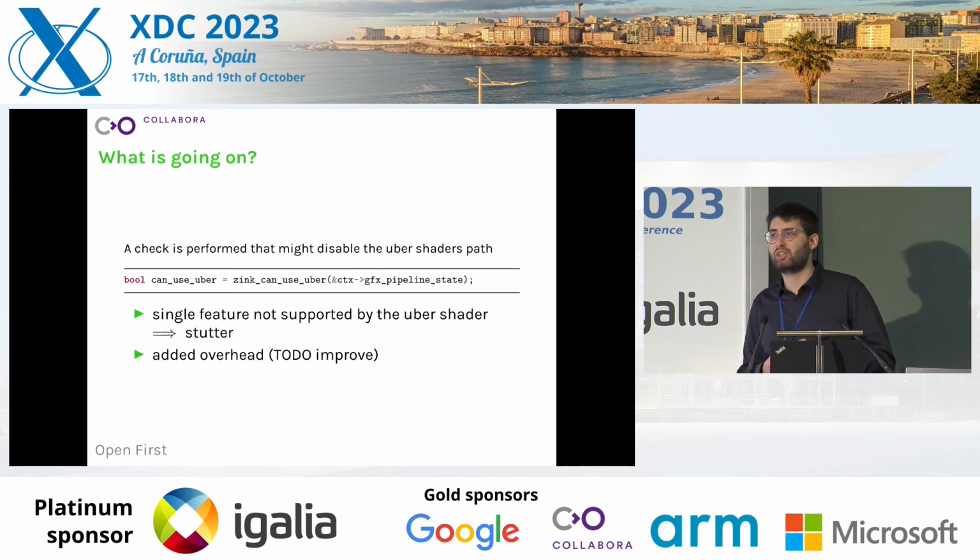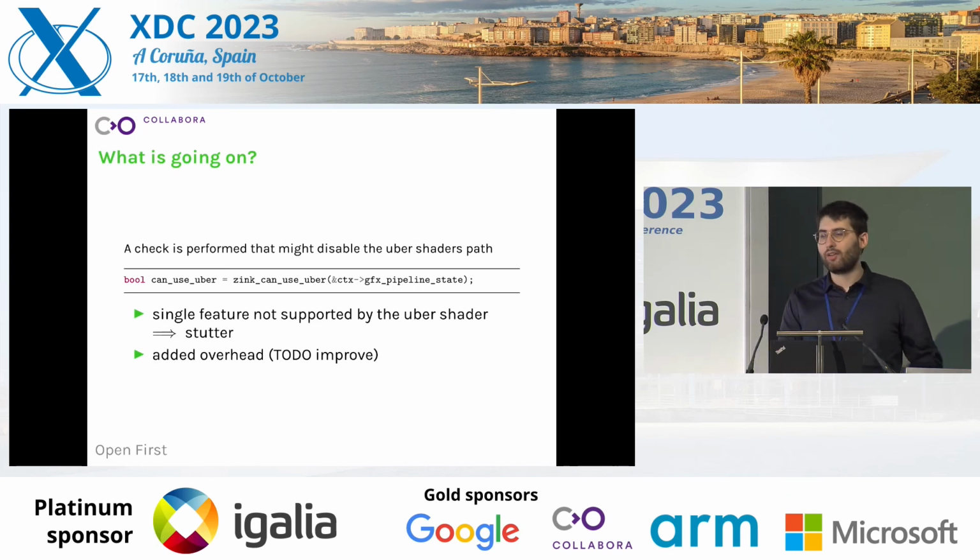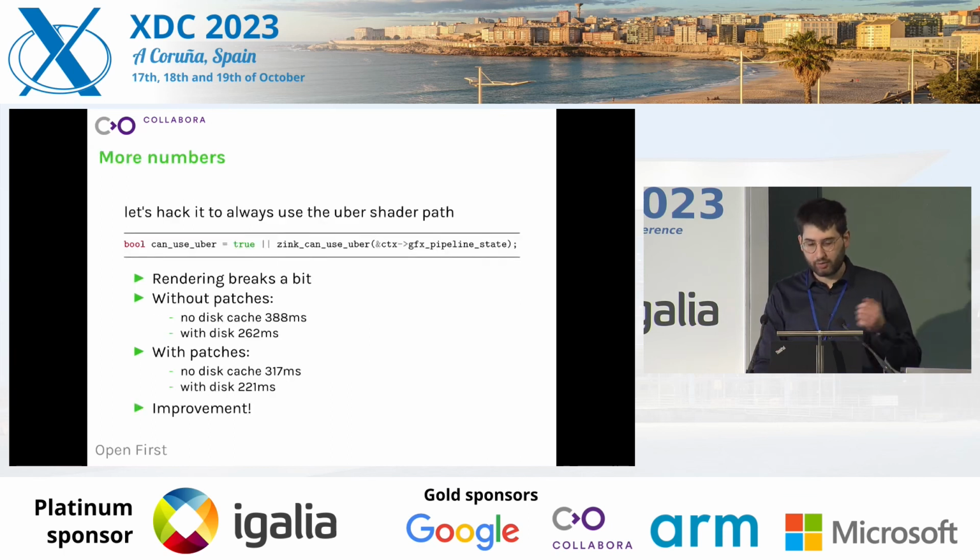So even if a single feature is not supported by UB shader, you get a stutter. And plus we get some overhead. Because, as I said before, Uber shader is actually slower to compile, so that's why it's actually a bit of a regression. So eventually, we would like to support all features on Uber shader, meaning we can always use it. But for now, just for benchmarking, we're gonna use it anyway. We're gonna get broken rendering, but at least we can get some numbers.